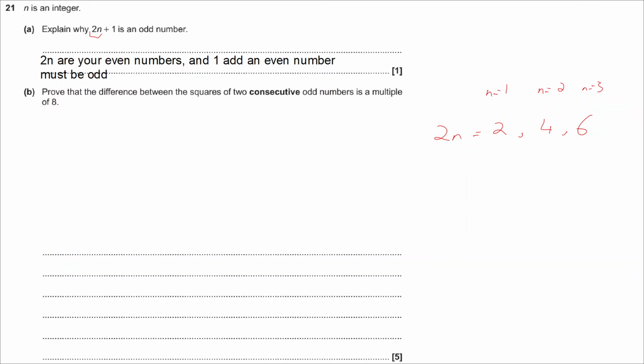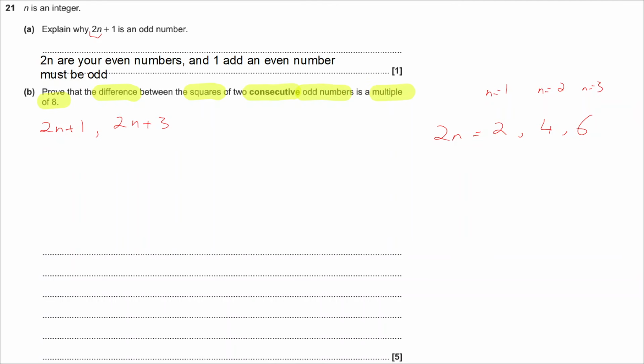Okay, good. Part B, it says prove that the difference, which means subtraction, between the squares of consecutive, so one after the other, odd numbers is a multiple of 8. So if you look at one odd number, like 2n plus 1 is an odd number, because if n was equal to 2, 2 times 2 is 4 and 1 is 5, well, the consecutive odd number, the one after, must be 2n plus 3. These are going to be consecutive, one after the other. Now, if we take the squares of both of these and do the difference, we're going to see how it becomes a multiple of 8.